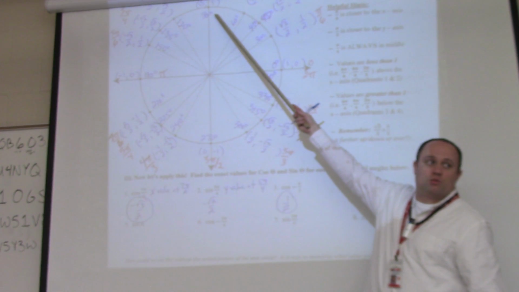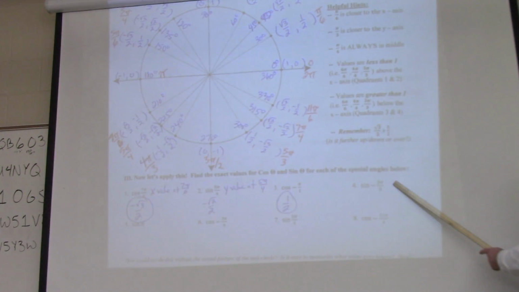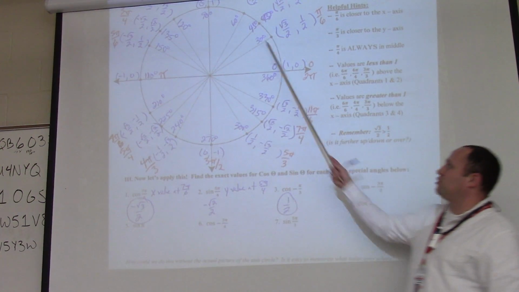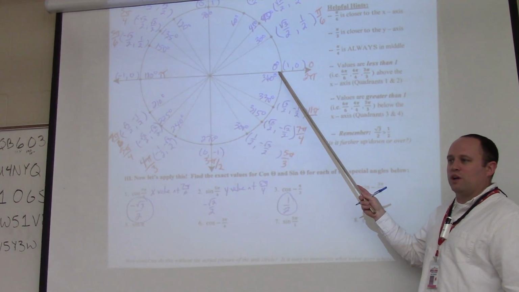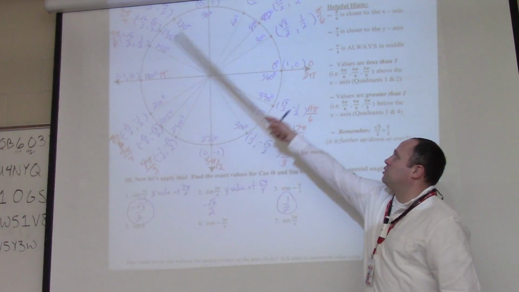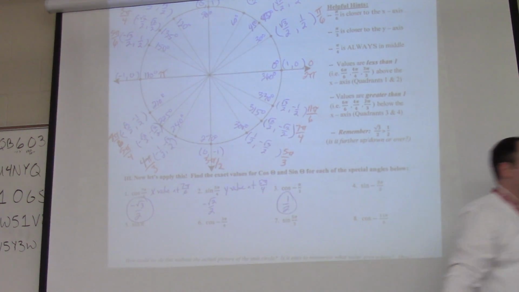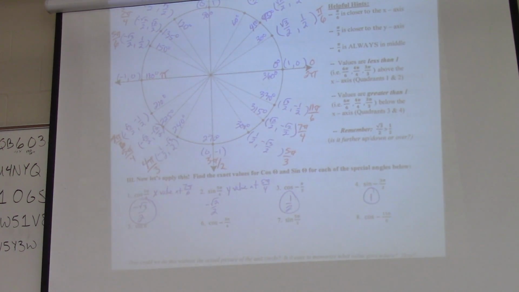Just positive 1? Just 1? Right? No, let me try this again. It's 3 pi over 2, right? So 3 pi over 2 is right here. So that means from here I would go 3 quarters of the circle. So negative, I just go the other way, 3 quarters of the circle, to right here. And identify the sine value, which is the y, which is 1. Okay? So that's it. I want you guys to try 5, 6, 7, 8. Help each other out.